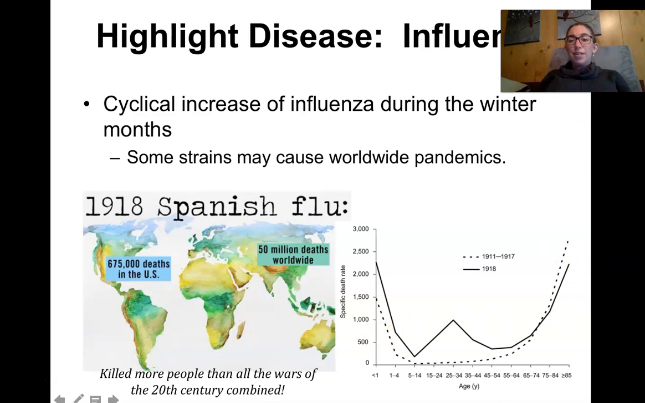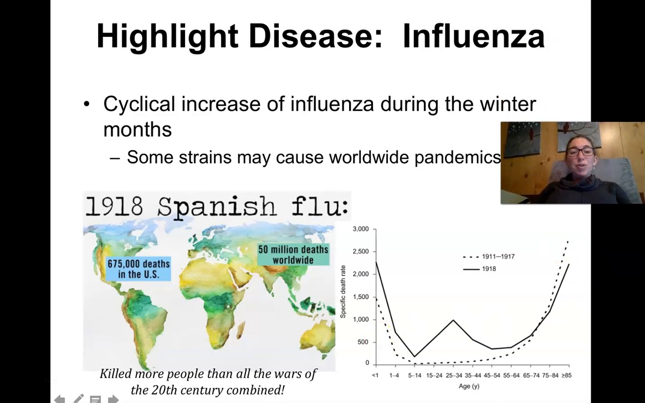All right, an important respiratory pathogen is influenza. Influenza is the flu virus, and it's usually cyclical, so it peaks in the winter months and then goes down in the summer months, and it does this year in, year out. Some strains can cause worldwide pandemics, and we've seen this historically. The worst one in recent history was 100 years ago, the 1918 Spanish flu. It killed 50 million people worldwide, which was more people than were killed in World War I and World War II combined.